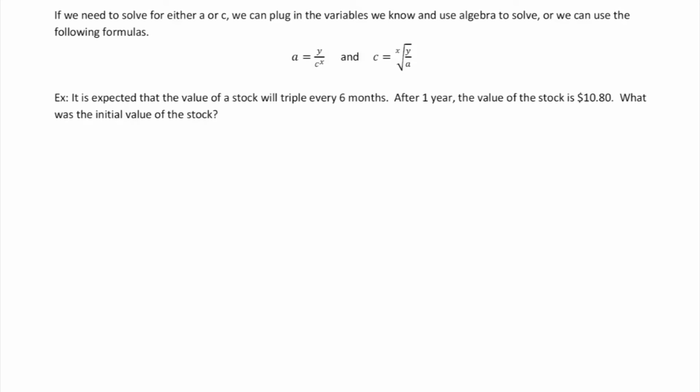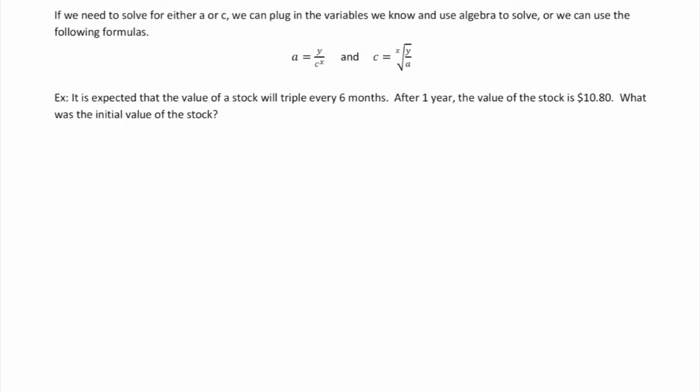Sometimes we need to solve a problem where we're looking for one of the other variables in the equation, so we can either be looking for a or c in this case. We can either plug in the variables and rearrange the equation, or we can use the equations after they've already been rearranged using algebra. Let's take a look at an example. It's expected that the value of a stock will triple every 6 months. After 1 year, the value of the stock is $10.80. What was the initial value of the stock?